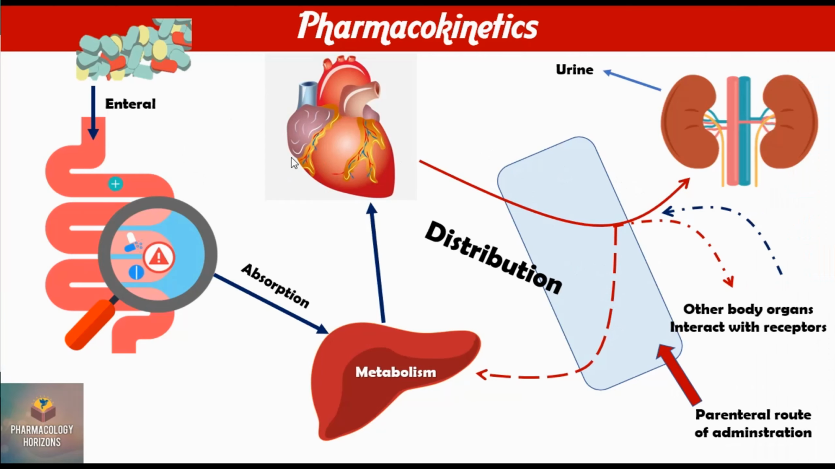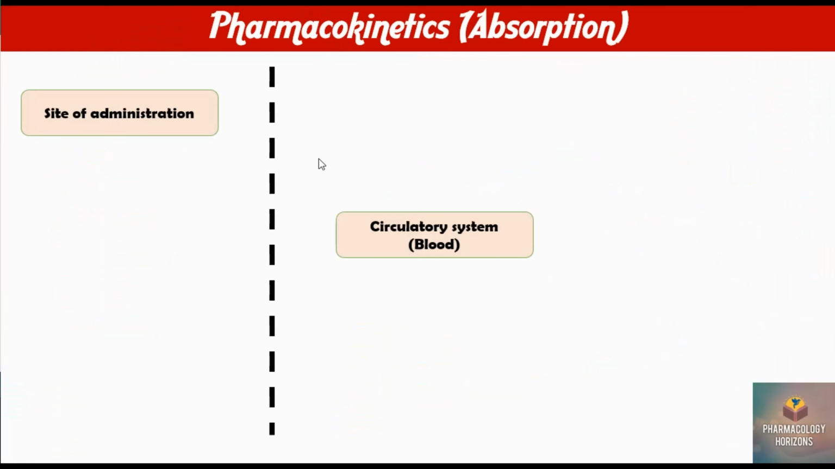Let's talk about the full process of pharmacokinetics, starting with absorption. As we said before, absorption is the process of moving the drug from the site of administration towards the blood by passing a biological membrane. This process should be irreversible. You want your drug to pass only in the direction towards the blood circulation.